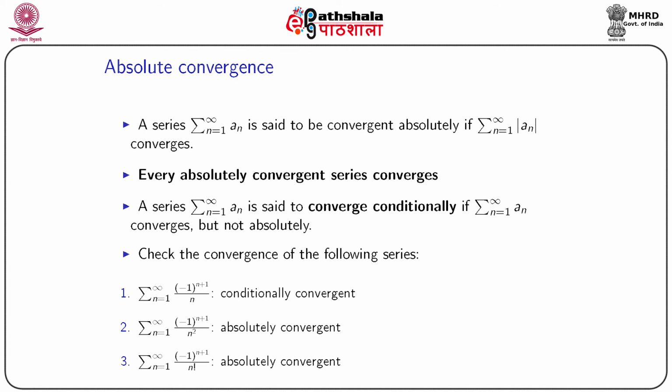Now the first series we take is minus 1 to the power n plus 1 over n, sum from n equals 1 to infinity. This series is conditionally convergent. But if I take minus 1 to the power n plus 1 over n square, this series is absolutely convergent. Same with the series sum over n from 1 to infinity of minus 1 to the power n plus 1 over n factorial. This is also absolutely convergent. The proofs of this, whether it is absolutely convergent or conditionally convergent, are not very hard to get.